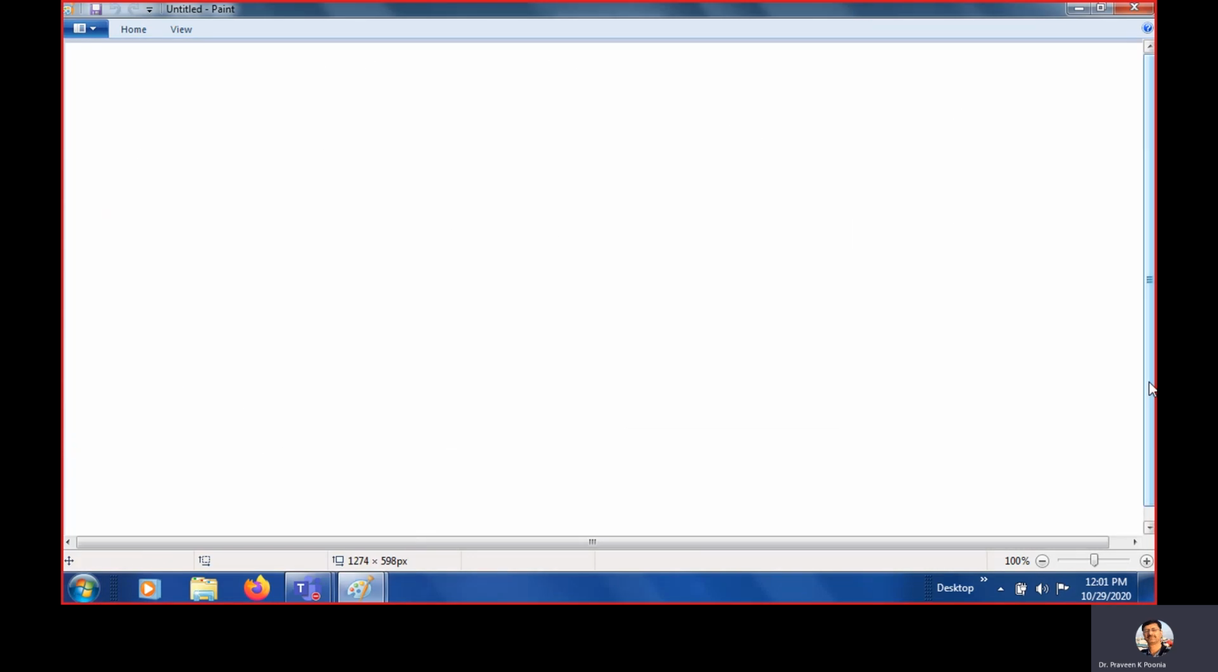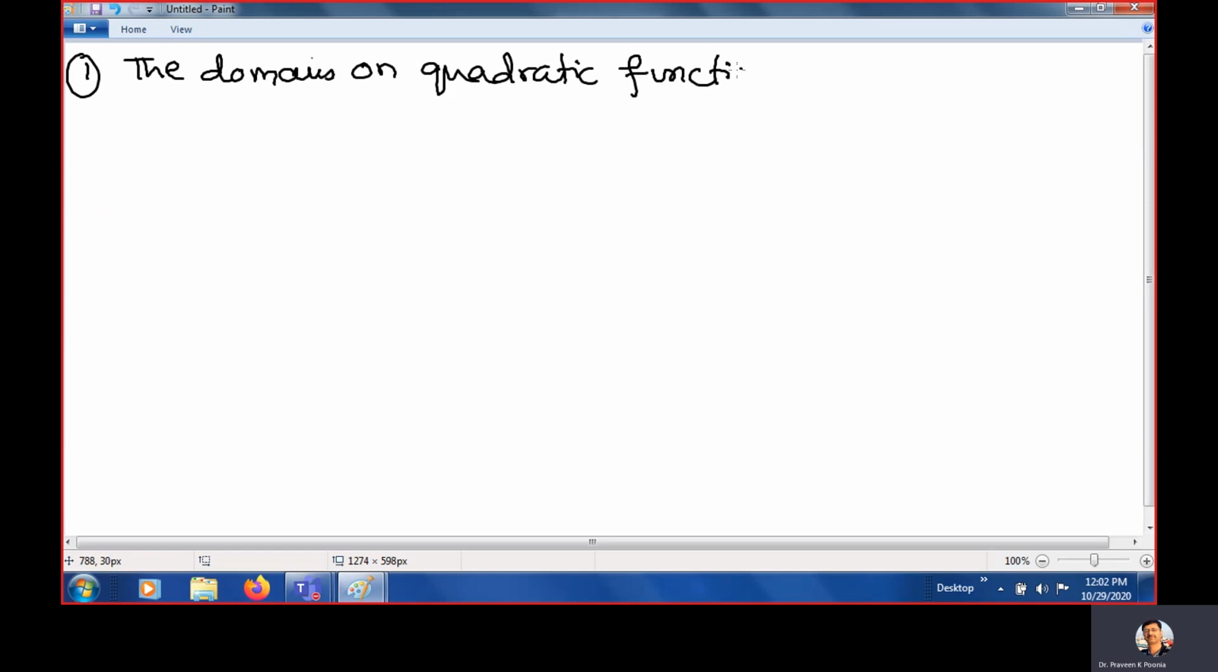Now, some important things I want to draw your attention to. Number one is the domain. The domain of a quadratic function is R. The domain of polynomial functions is always R, the set of real numbers that we have been studying for the last 3 lectures. Quadratic is a polynomial function, so the domain of this function is R.